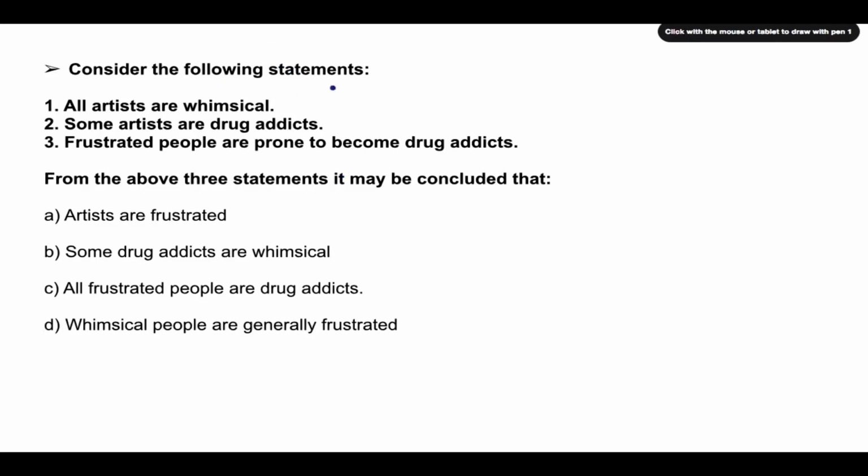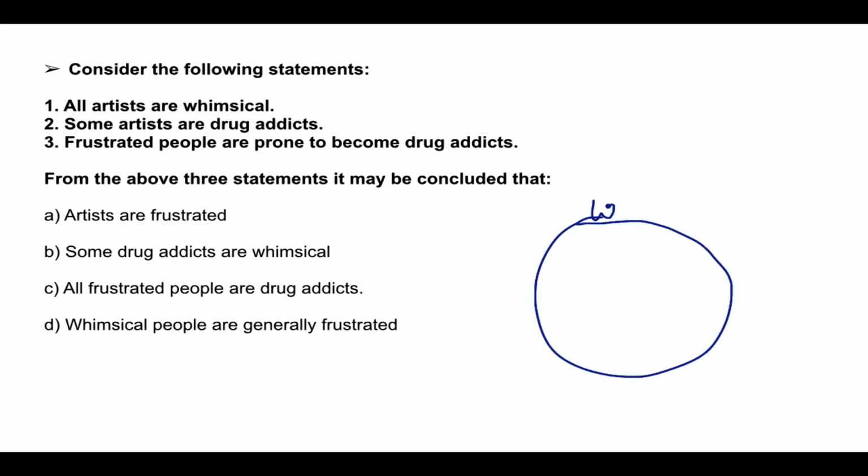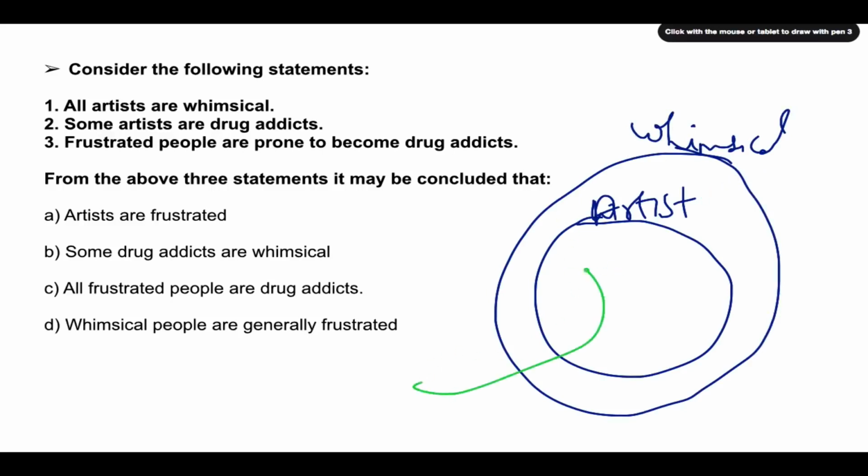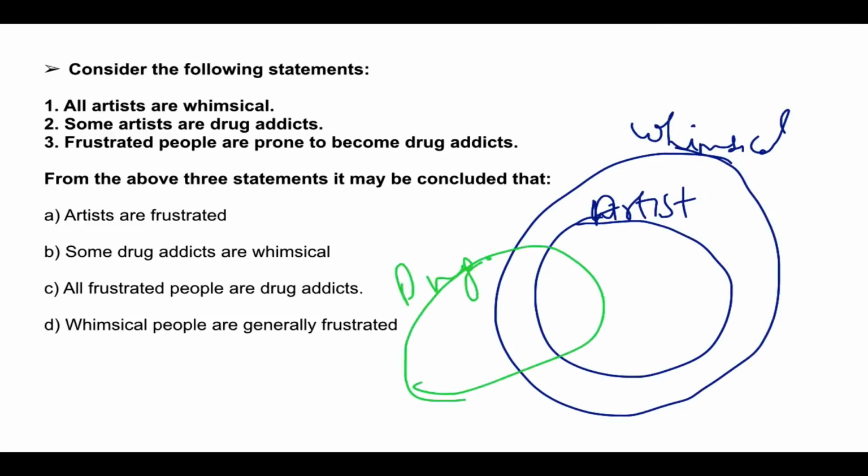Finally, for part 1 we have this question: all artists are whimsical. So whoever is an artist, all of them are whimsical. It is absolutely understood. Okay, some artists are drug addicts. So this can be something like this. And frustrated people are prone to become drug addicts. So as you become more frustrated, you are prone, but it does not figure in the answer. So you cannot make a figure based on point 3. Artists are frustrated, absolutely wrong.